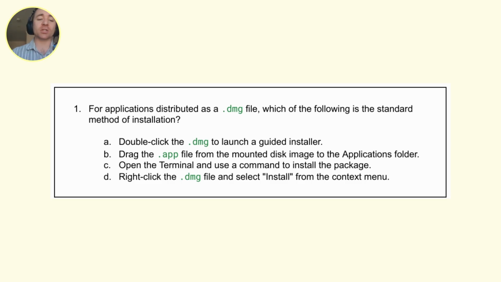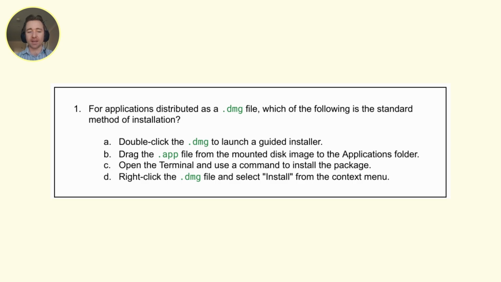Question 1 reads, for applications distributed as a .dmg file, which of the following is the standard method of installation? Is it A, double-click the DMG to launch a guided installer? Is it B, drag the app from the mounted disk image to the Applications folder? Is it C, open the Terminal and use a command to install the package? Or is it D, right-click the DMG file and select Install from the context menu? Pause the video if you need more time. Your answer coming after my sip.